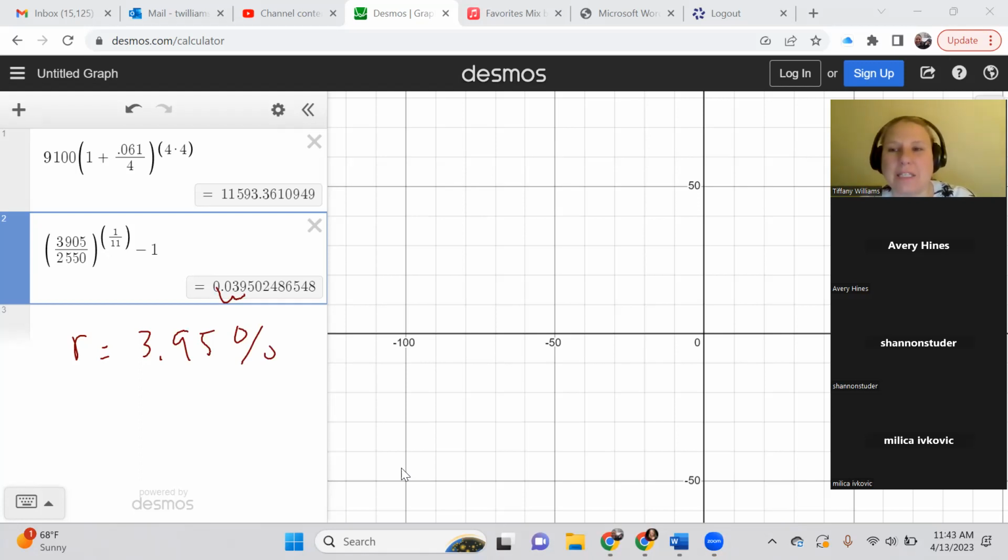So what if you were raised to a 4th? Then I would take a 4th root. What if I was raised to a 7th? I'd take a 7th root. So that's how we undo that exponent there. Any questions on that?